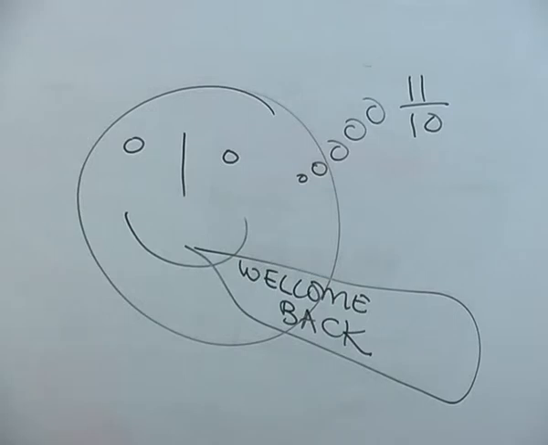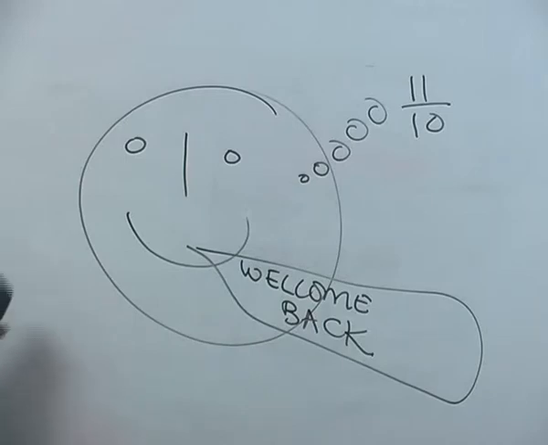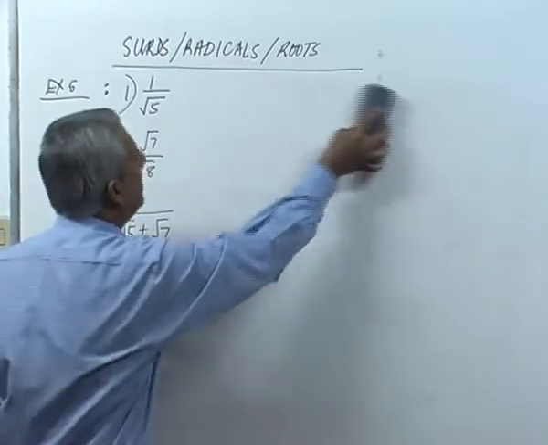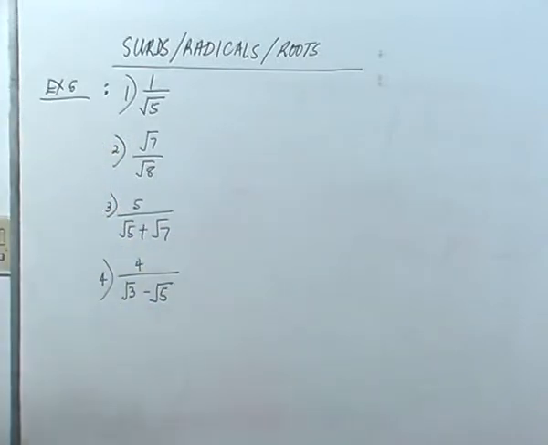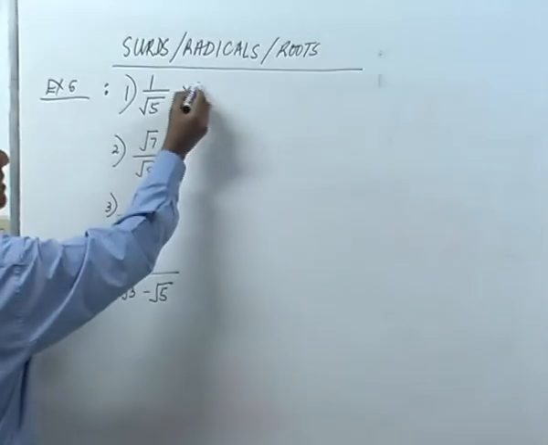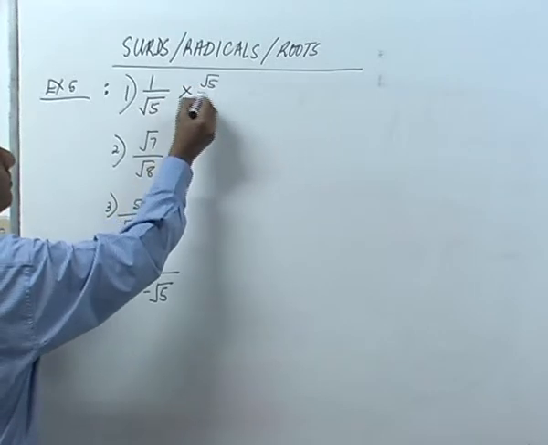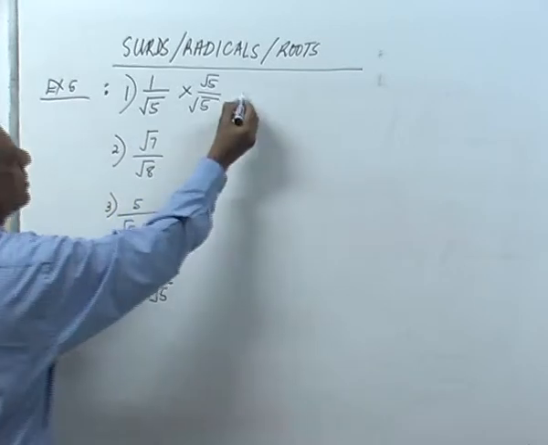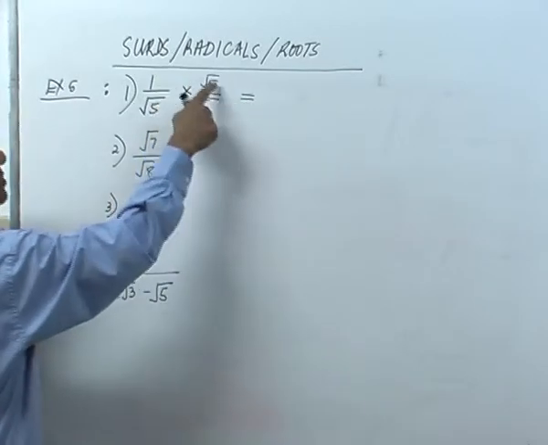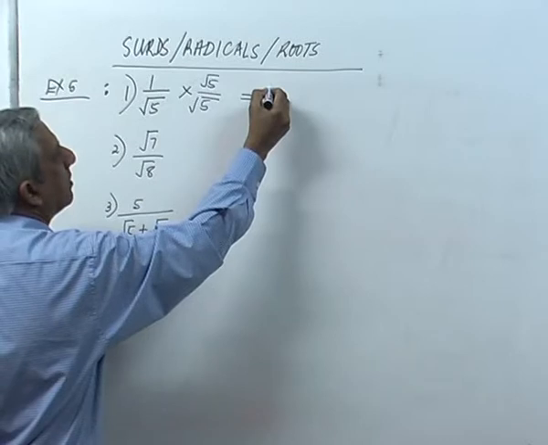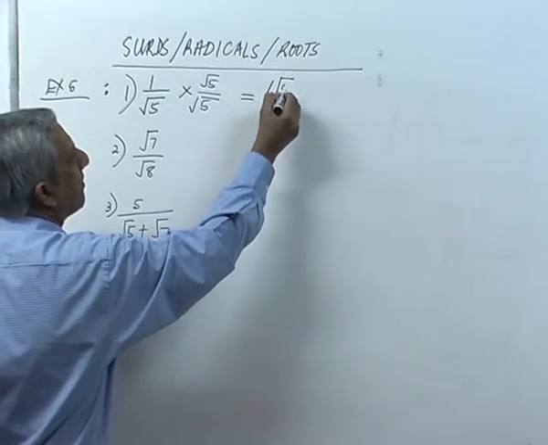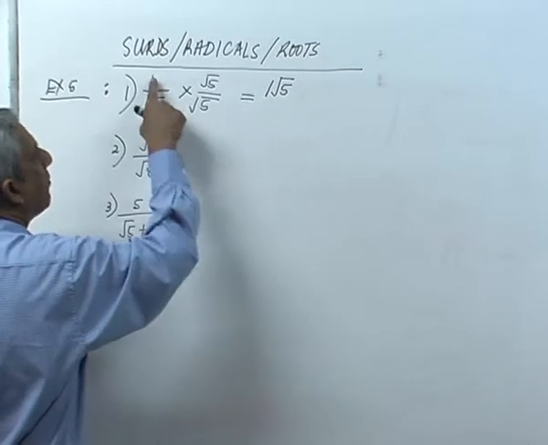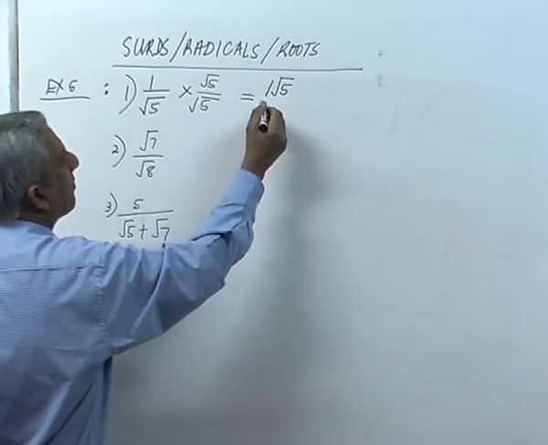Yes, welcome back. And if you're scoring 11 out of 10, it's very good. Right, let's do number 1. Number 1 is straightforward. You're going to multiply by square root of 5 over square root of 5. And so the numerator will become 1 times square root of 5, which is 1 root 5. Well, actually, there's no need for me to write the 1, too. But anyway, I'll write it down. 1 root 5.